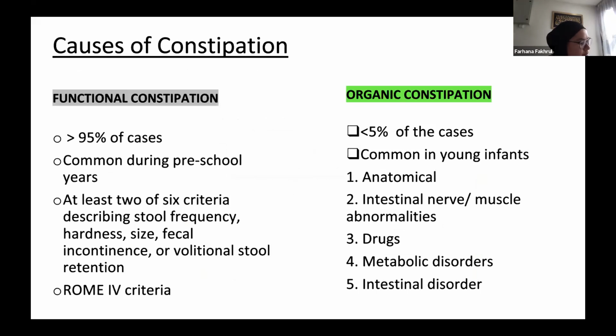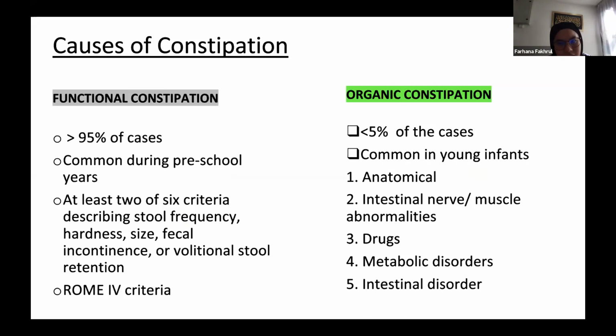The causes of constipation are either functional or organic. The most common cause is functional constipation, which accounts for more than 95% of cases, while organic constipation is less than 5%. Functional constipation usually occurs in the preschool years, while organic constipation is diagnosed during infancy. Functional constipation requires at least 2 of 6 criteria describing stool frequency, hardness, size, fecal incontinence, or volitional stool retention. This is included in the Rome 4 criteria.